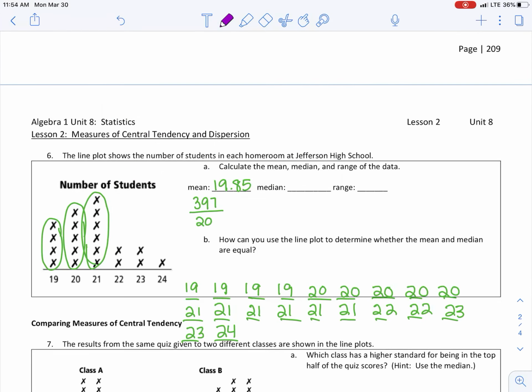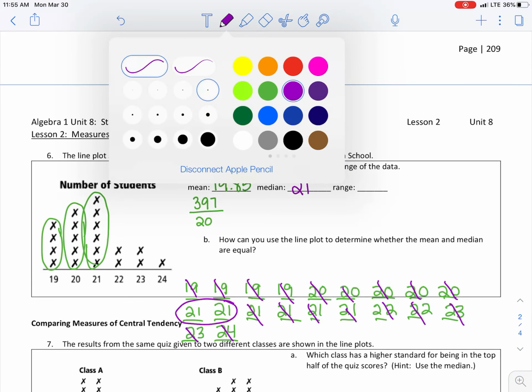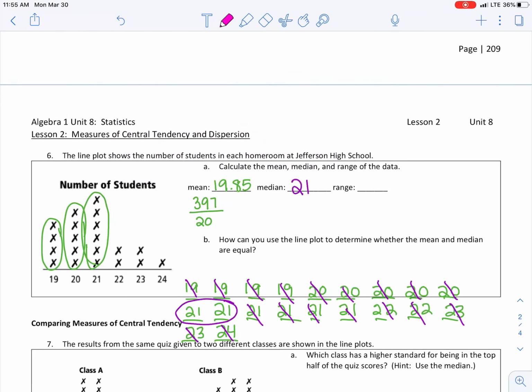Now for median, I'm going to cross off on both sides. So one from my least, one from my greatest, and continue to do that. So again, we get left with 2 numbers in the middle that are the same. So whenever you take the average of those, it's just going to be the same exact number of 21. For range, we're taking our largest number and subtracting our smallest. So we have 24 minus 19, which gives me 5. So my range is going to be 5.